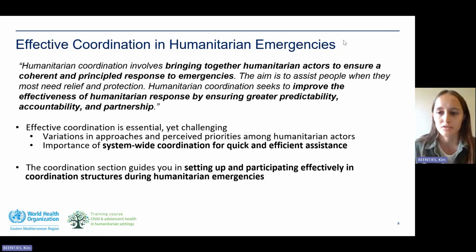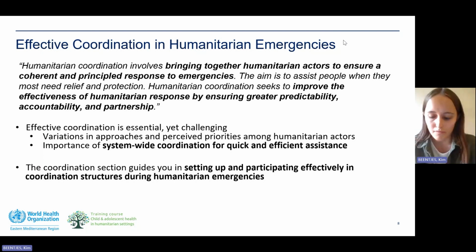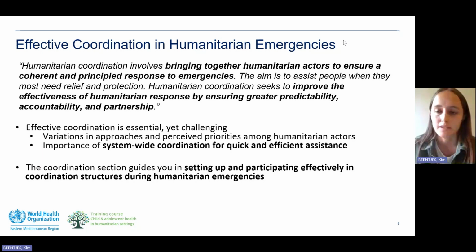Effective coordination is essential, but is very challenging. There are variations in approaches and perceived priorities among humanitarian actors. An example of this is the current conflict in Syria, where before the conflict, there was a big priority on family planning and adolescent health, whereas now that the conflict is there, there's less priority on these kind of actions. So priority setting is really important, especially in humanitarian settings.